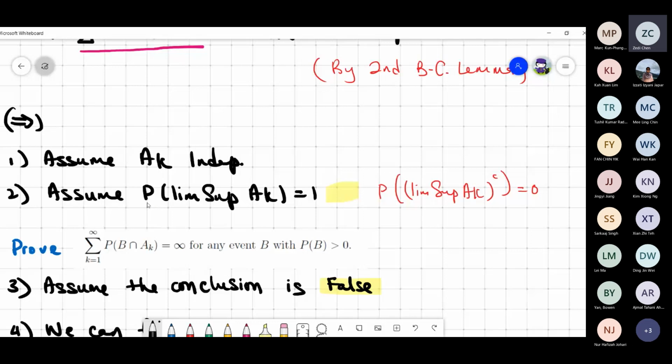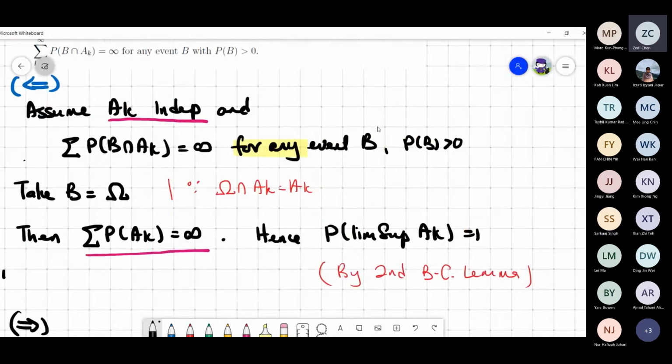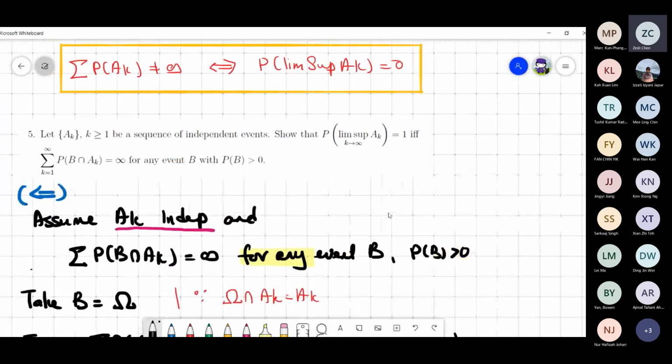So this is actually our question, right? We assume this is independent. We assume this is our hypothesis. You go back to our question. We have two hypotheses here. First, it must be independent. Secondly, this is equal to 1, and I want to show this conclusion is correct. So 1 and 2. Got it?